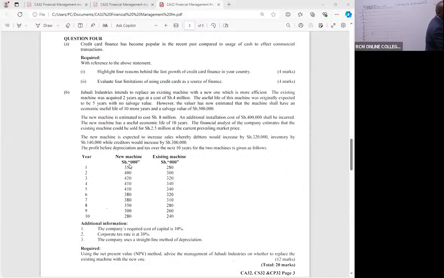You see, this is the PBDT for the new machine, PBDT for the existing machine. I want the incremental. So incremental means I subtract 350 minus 280. Is there somebody who can give me those differences pretty fast, year by year? Like the first one is 350 minus 280, giving me 70. The first one is 70, incremental PBDT. The second one will be 400 minus 300, giving me 100.